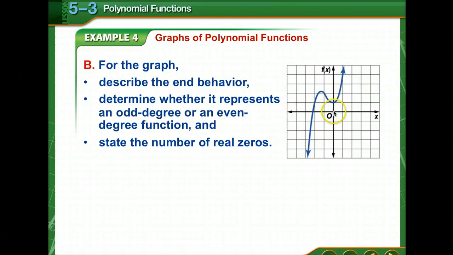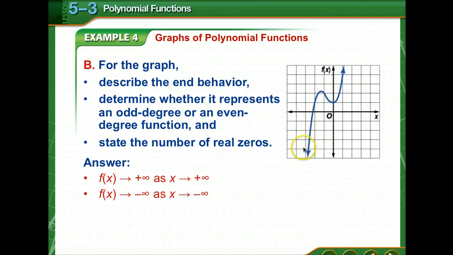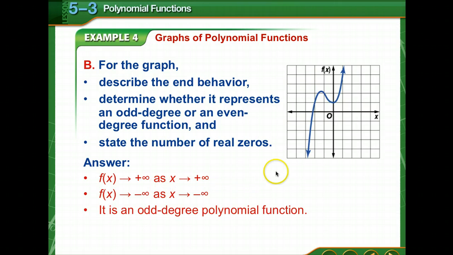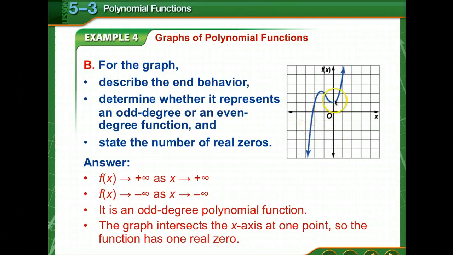So stop and ask yourself, as x is going towards positive infinity, what's happening to the end behavior of the graph? It's going toward positive infinity as well. Now, what's happening as x approaches negative infinity? What's happening to the end behavior? It's also approaching negative infinity. Notice the notation, how you write this. This little arrow means approaches, as x approaches positive infinity. It is an odd degree polynomial because the ends are going in separate directions. And the graph intersects the x-axis at exactly 1 point, so the function has one real zero.